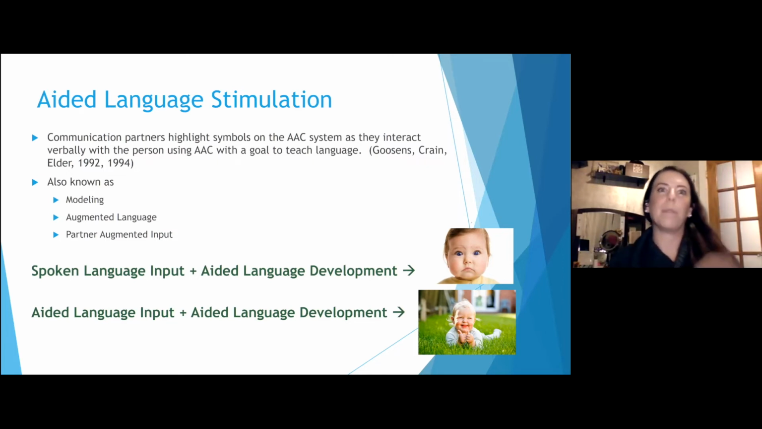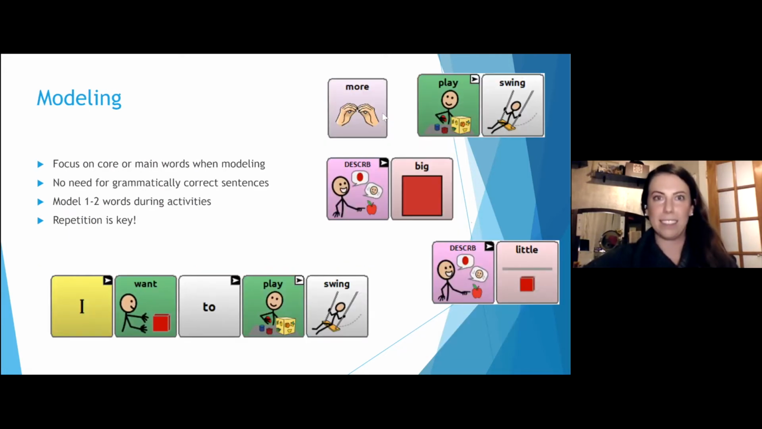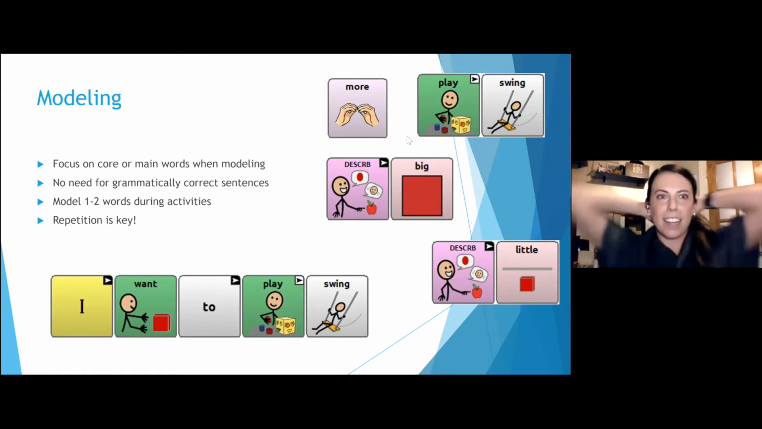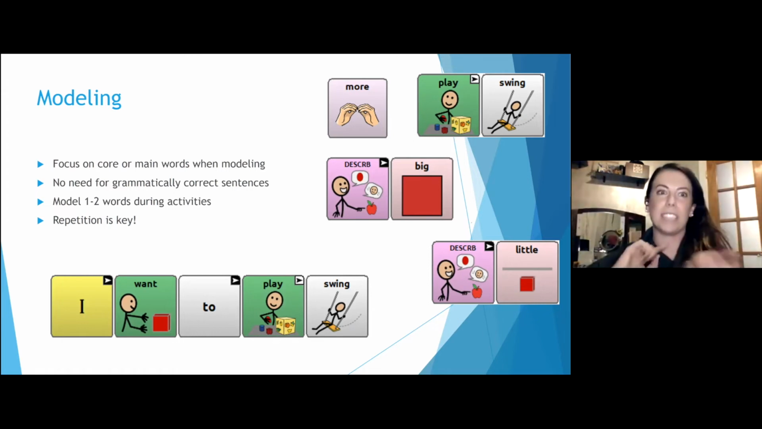So this is why we want to model for our kids. And modeling can look like many different things. These are a lot of different pictures in terms of our word power systems. If anyone's familiar with NovaChat or Saltillo products, these are the NovaChat vocabulary off of word power. And so when you're modeling, you are focusing on core words, or you can focus on main words, fringe words. Remember, those are our high nouns, depending on what our kids are motivated by. And there's no need for grammatically correct sentences. I might still speak in a sentence to a child, but I might only be modeling one word.